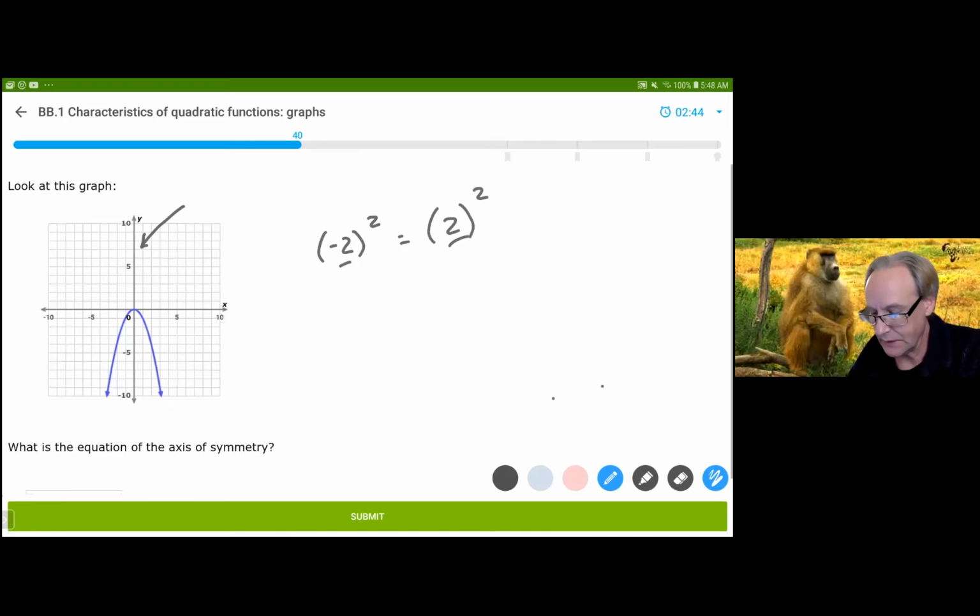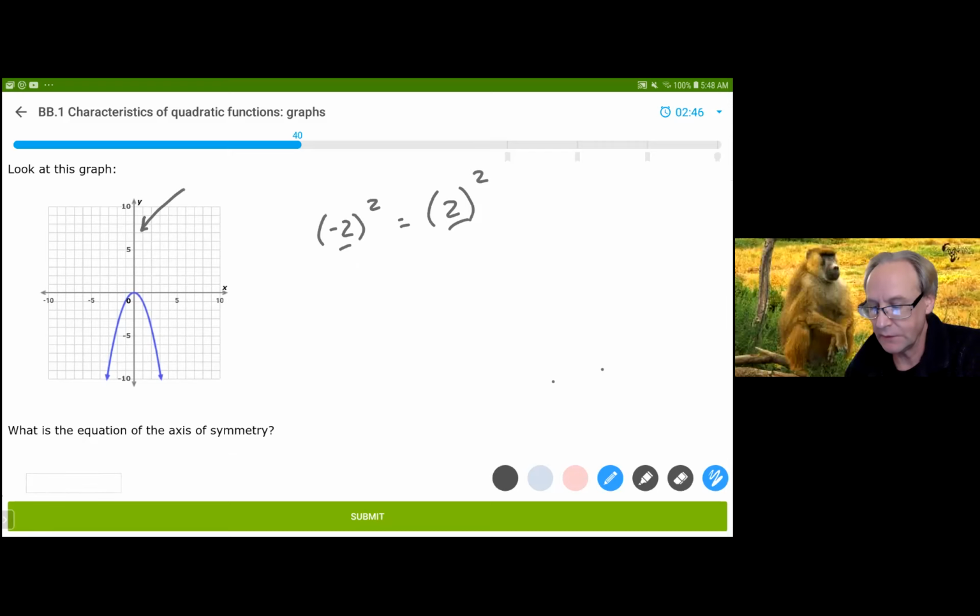The equation of the axis of symmetry is the equation of the y-axis. And a lot of people are going to mess this up. Notice that this point is 0, 0, 0, 1, 0, 2, 0, 3. Notice that x is always equal to 0 on the y-axis. And that is that equation, x equals 0.